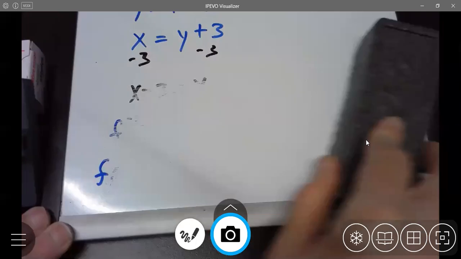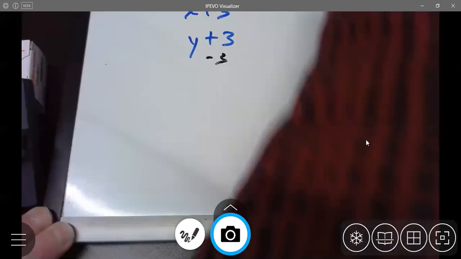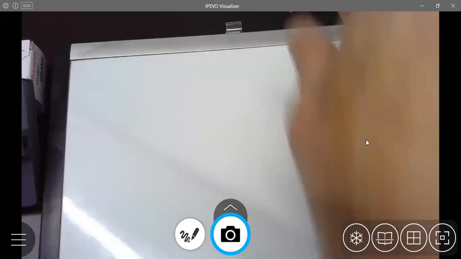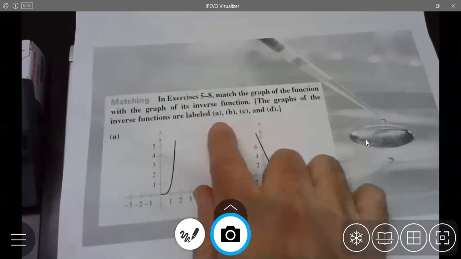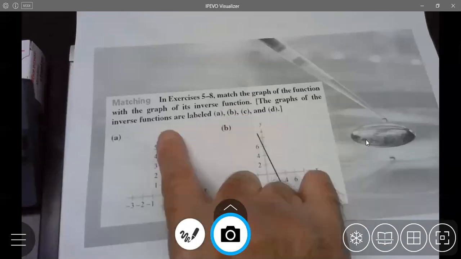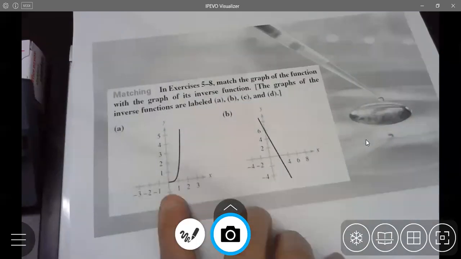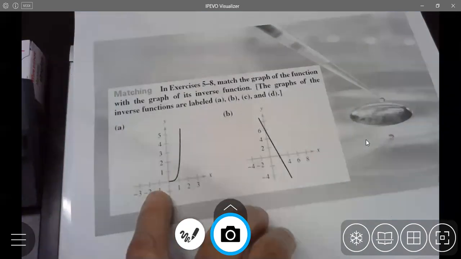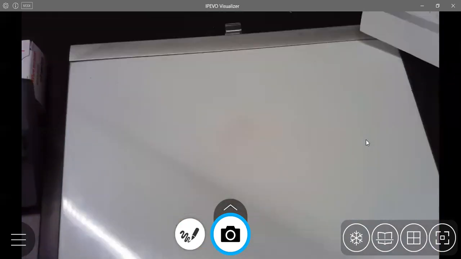All right. Okay, so let's take a look at these problems here. We want to match the graph of the function with the graph of its inverse function. Okay, so here we have an exponential graph. Okay, so I'm going to draw that on here.